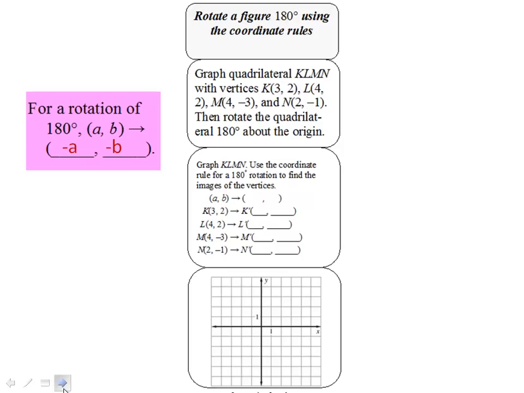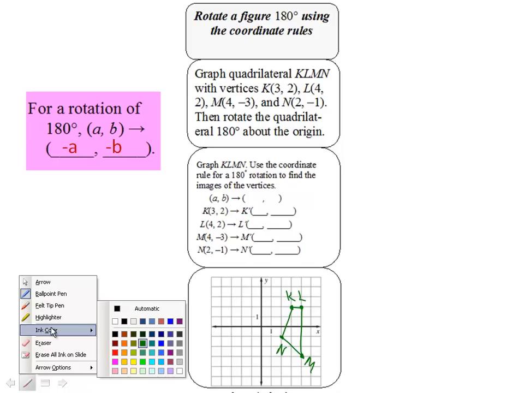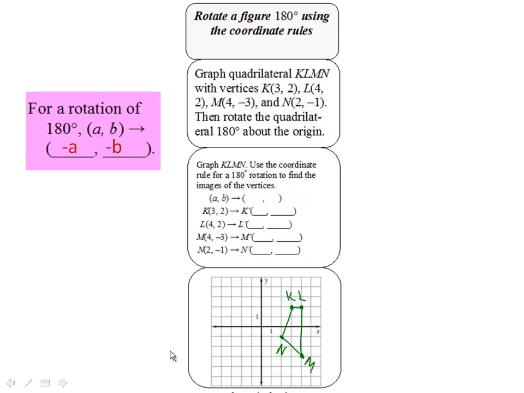So I'm going to graph KLMN. K is 3, 2. There's K. L is again 4, 2. M is 4, negative 3. And N is 2, negative 1. I'll draw this shape in here again. Remember, that is my pre-image before the movement. So now let's use our rotation rules to find our new shape, our image, after a rotation of 180 degrees.